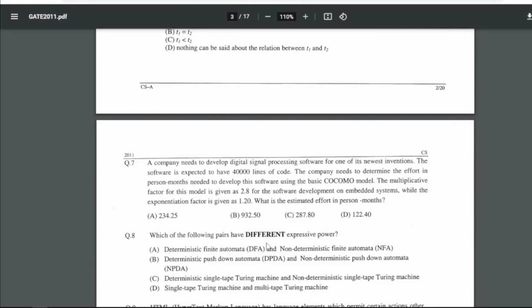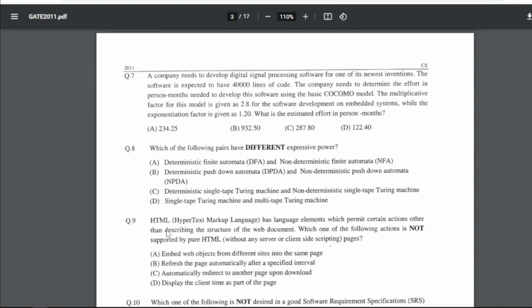7 is, a company needs to develop digital signal processing software for one of its newest inventions. The software is expected to have 40,000 lines of code. The company needs to determine the effort in person months needed to develop this software using the basic COCOMO model. The multiplicative factor for this model is given as 2.8 for software development on embedded systems, while the exponentiation factor is given as 1.20. What is the estimated effort in person months? If you solve this question, you will get the answer as A, that is 234.25.